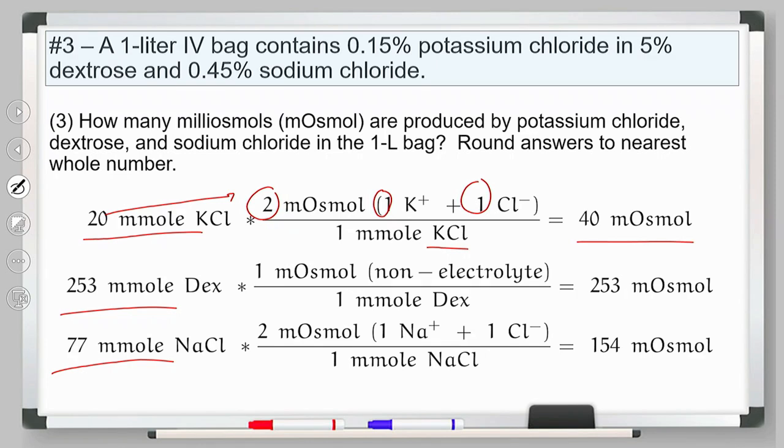All right? Dextrose, start with 253, it's a non-electrolyte. It doesn't dissociate, meaning every molecule has just 1 milliosmole, so I get an equal number of 253 milliosmoles from the dextrose. Sodium chloride, again, sodium and chloride split, so you get 1 sodium and 1 chloride. Those are 2 things here. So 2 times 77 gave me the 154 milliosmoles total.